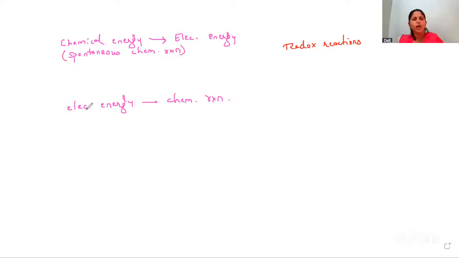On the other hand, when I say that electrical energy is going to be used to bring about a certain chemical reaction, it means the reaction does not happen on its own. So I am going to apply some external force. When I say spontaneous chemical reaction, you can consider an example of a self-motivated child.